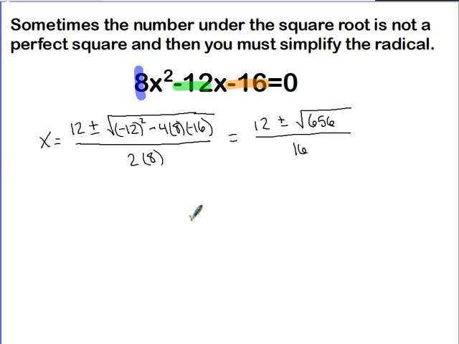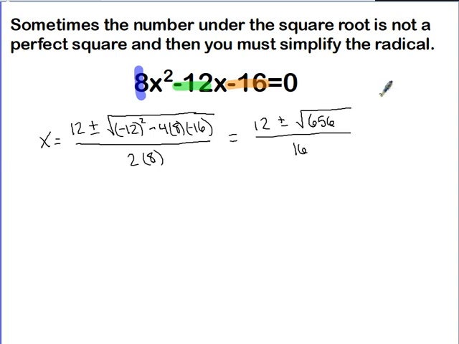All right, and so you should get 656. So we have 12 plus or minus the square root of 656. Now, 656 is not a perfect square. Okay, so that means you have to use one of the two methods that we learned at the beginning of the year to simplify it. You can either make a factor tree or you can simplify it with square roots.